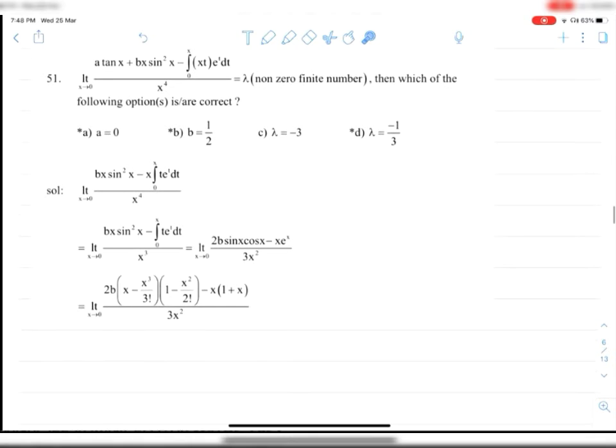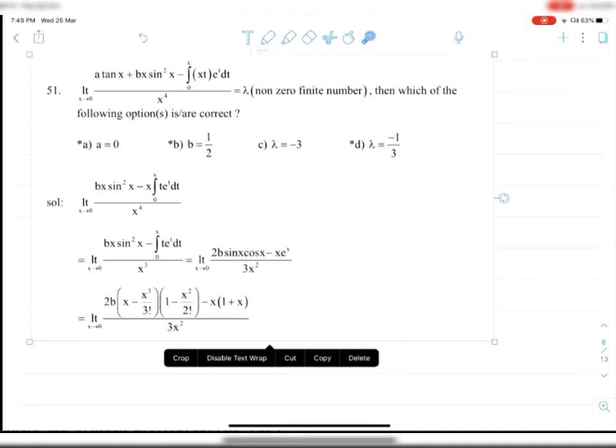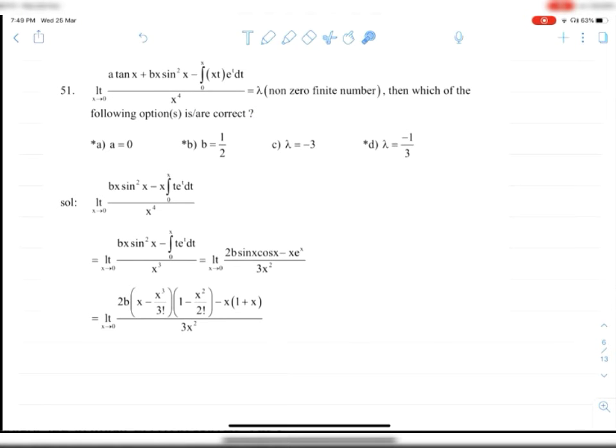We will go for question number 51. Limit x tends to 0 of (a tan x plus bx sin square x minus integral 0 to x of x t e power t dt) by x power 4 is equal to lambda, non-zero finite. Then which of the following options is correct? A equal to 0, b equal to half, lambda is equal to minus 1 by 3.